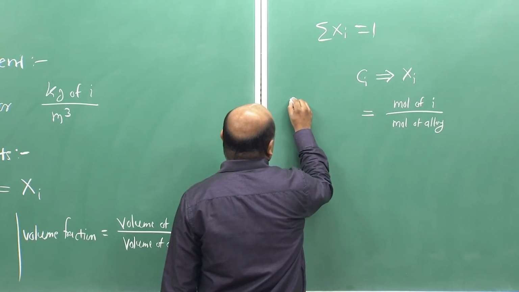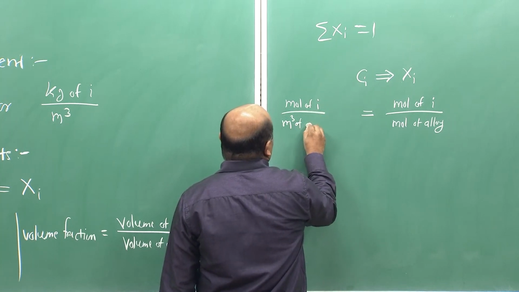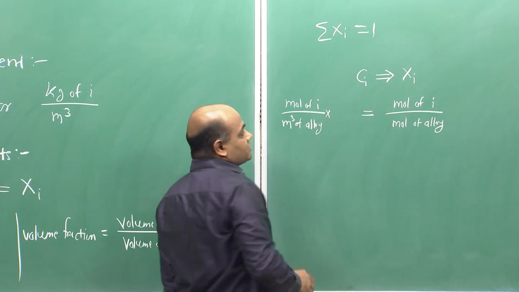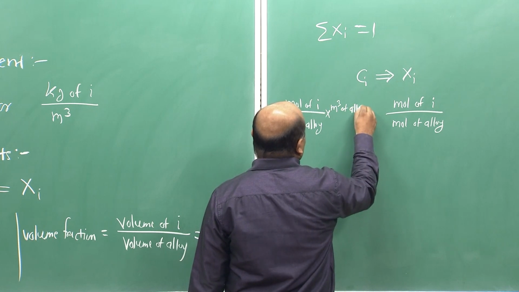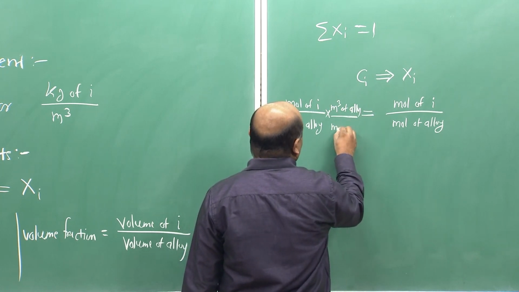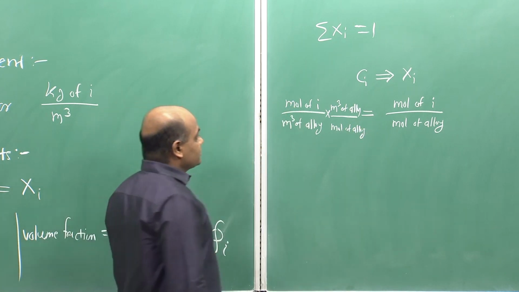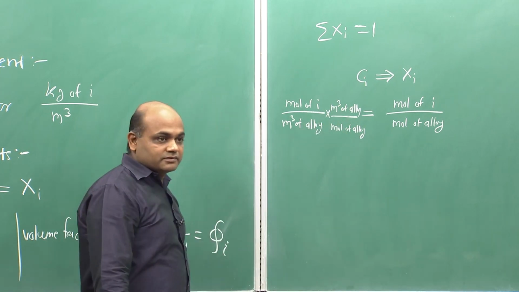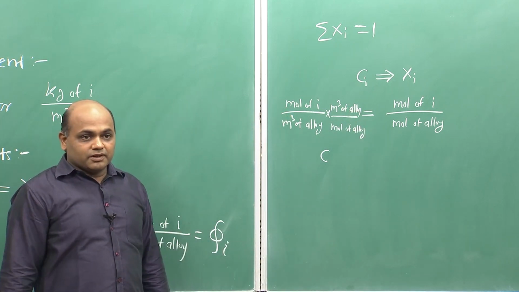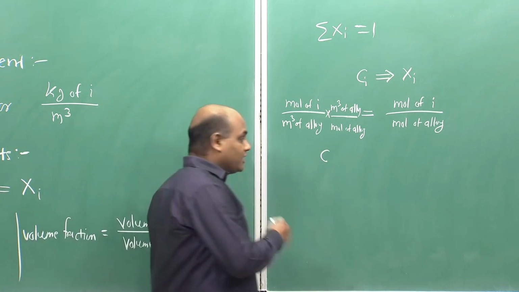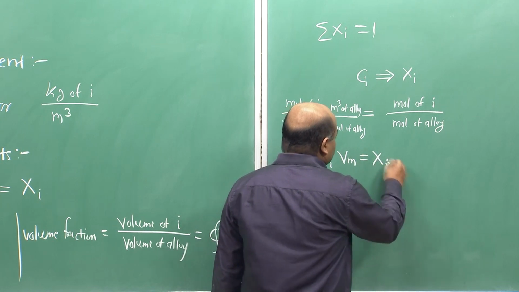and Ci is mole of i per meter cube of alloy. To get to here, we need to multiply by meter cube of alloy and divide by mole of alloy, right. So, this gets cancelled and we get mole fraction. So, basically, and what is this? Meter cube of alloy per mole of alloy is the molar volume of the alloy. So, Ci times Vm gives me Xi.